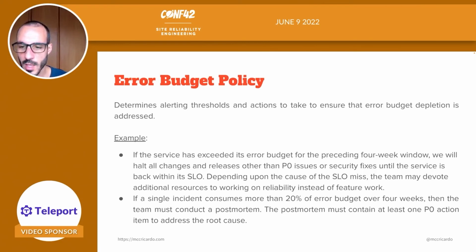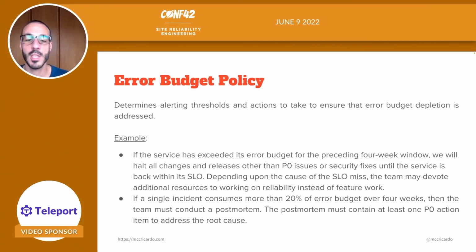Depending upon the cause of the SLO miss, the team may devote additional resources to working on reliability instead of feature work. So basically here we are defining a concrete measure: if the error budget has been depleted at some point within our 4-week period, we will not be releasing features apart from, of course, P0 issues or security fixes.